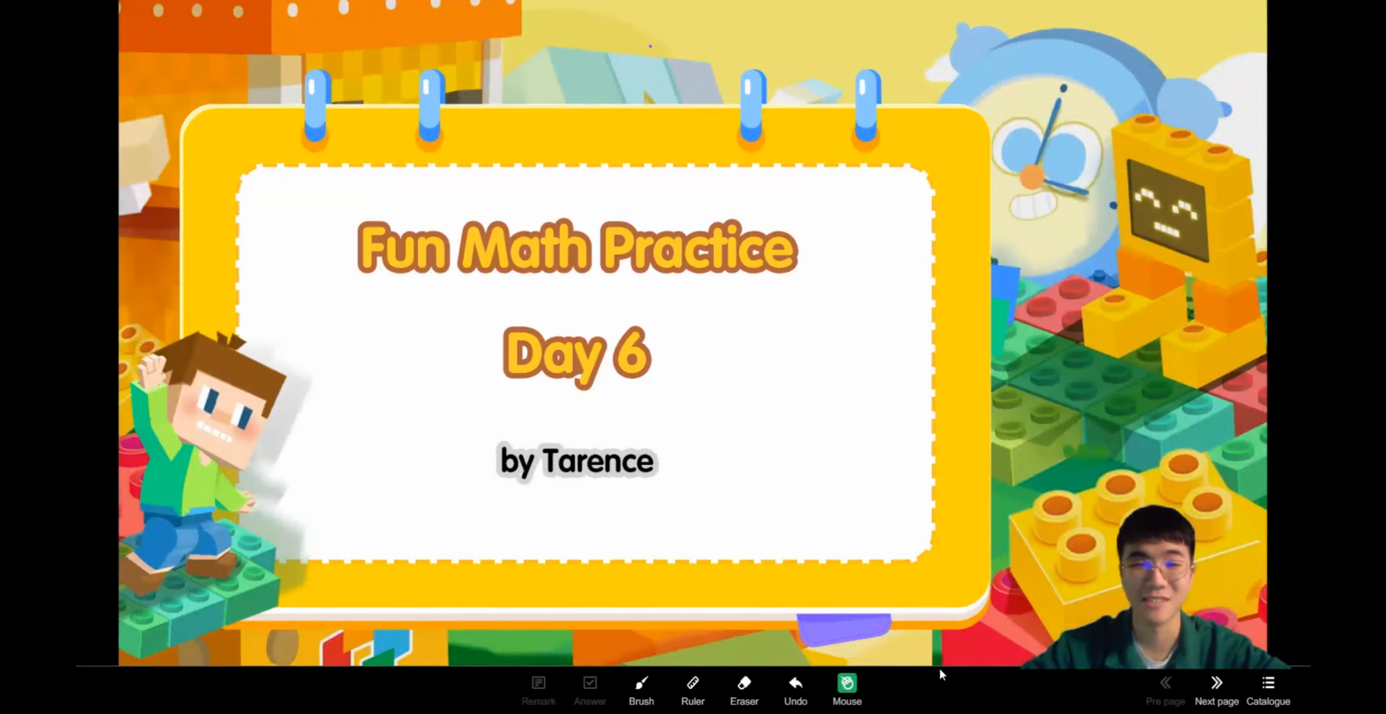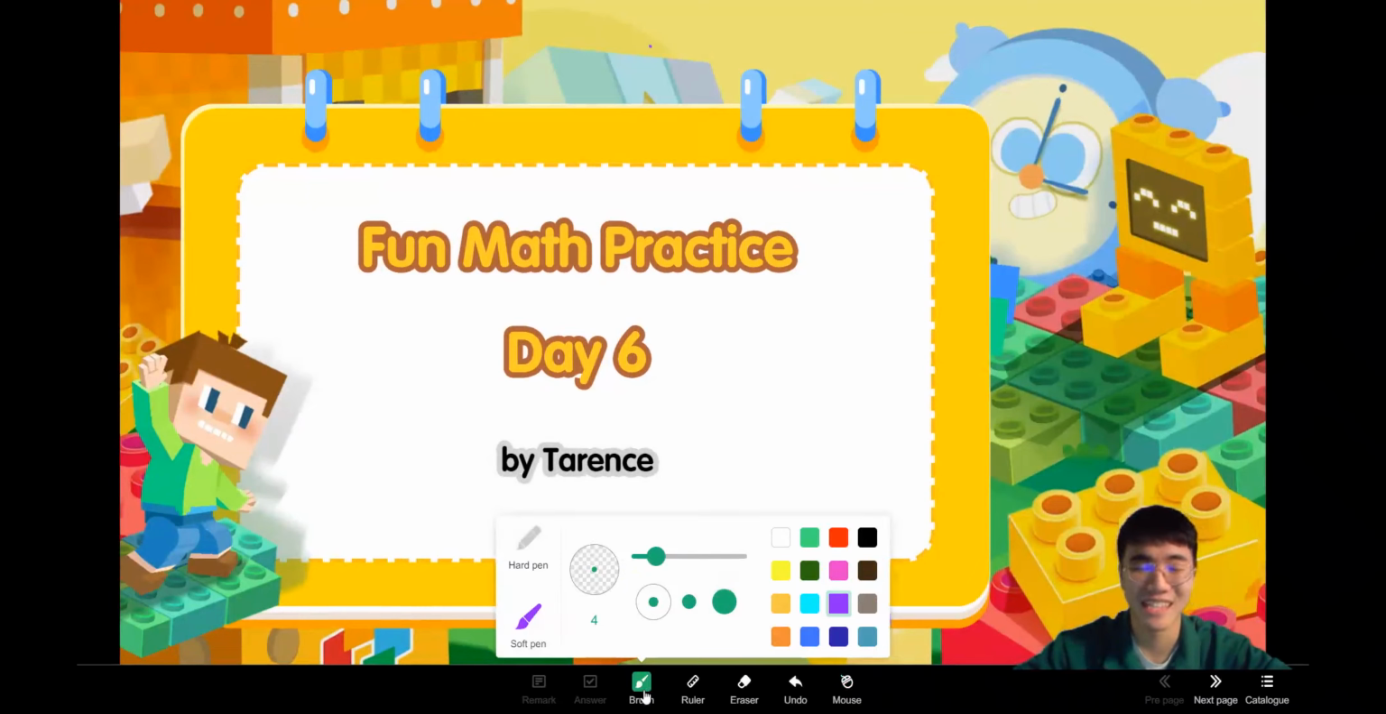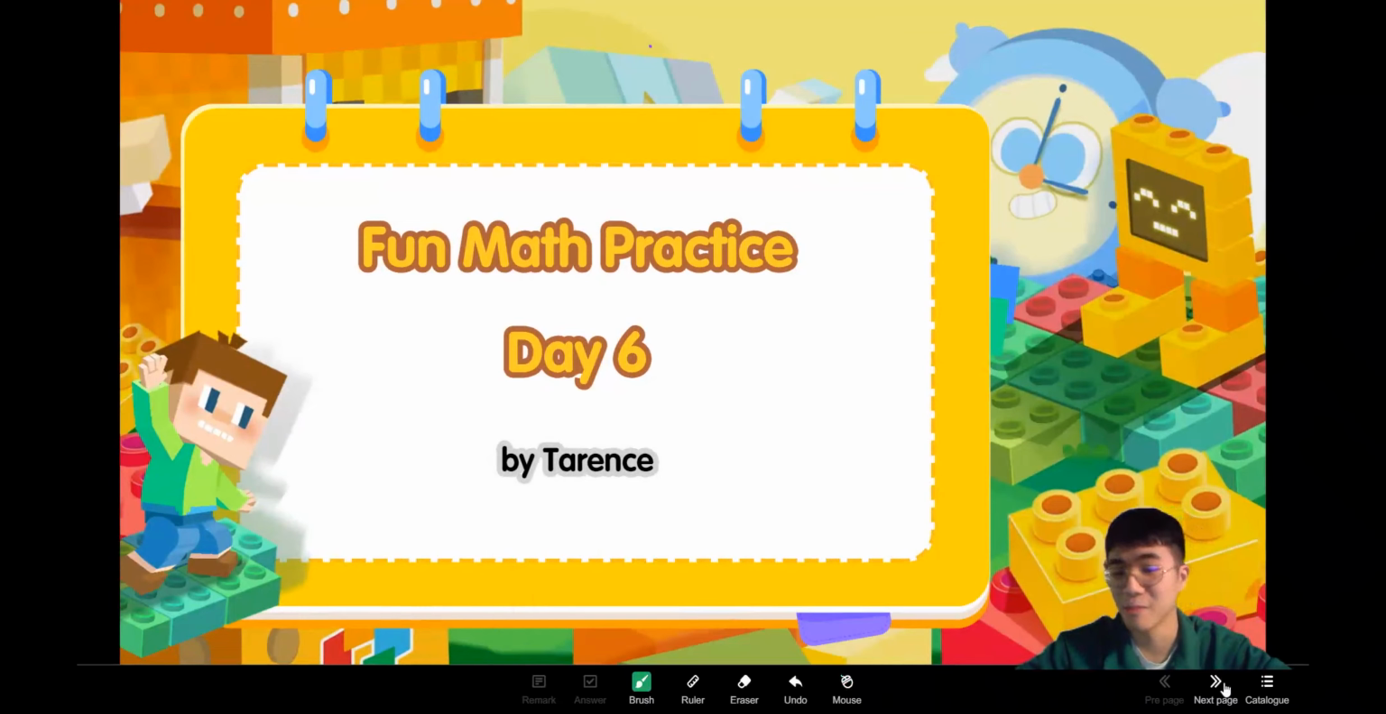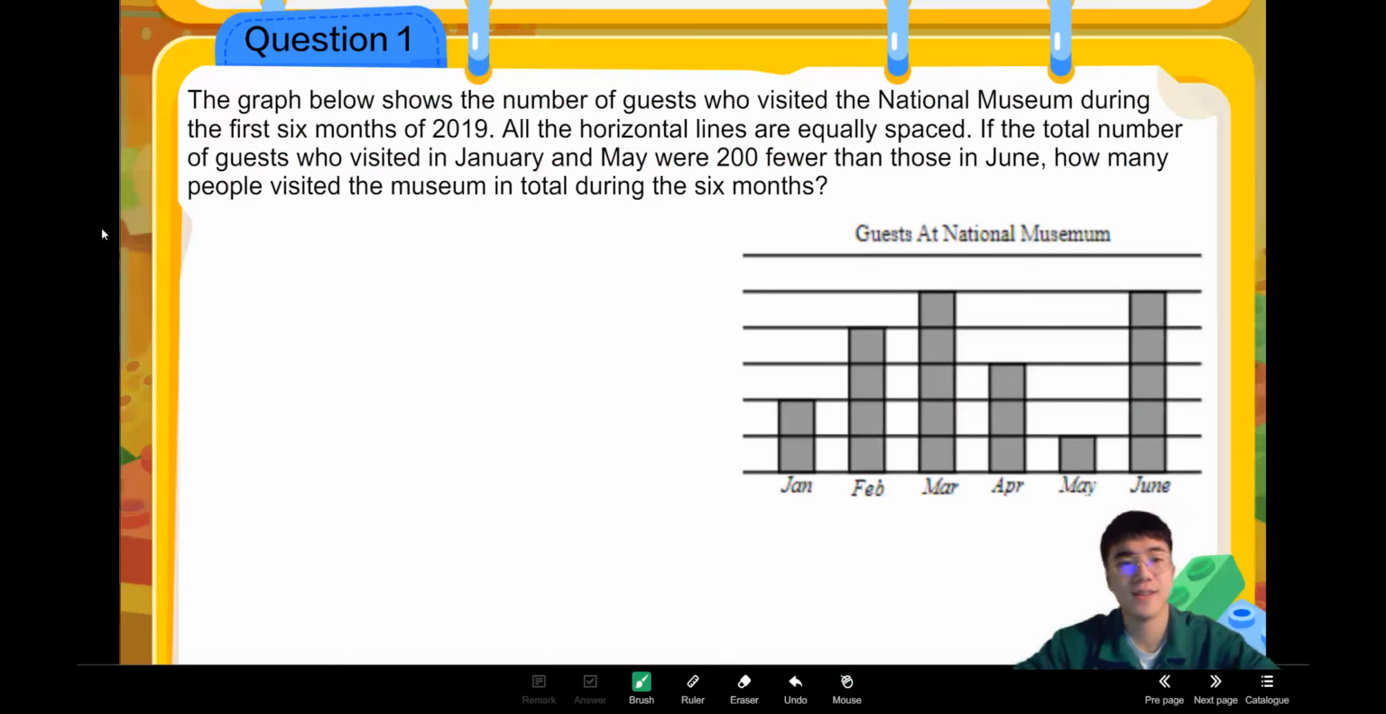So today in this video, I'm going to talk about the solutions for Fun Math Practice Day 6. Let's read the first question. The graph below shows the number of guests who visited the National Museum during the first 6 months of 2019. All the horizontal lines are equally spaced.